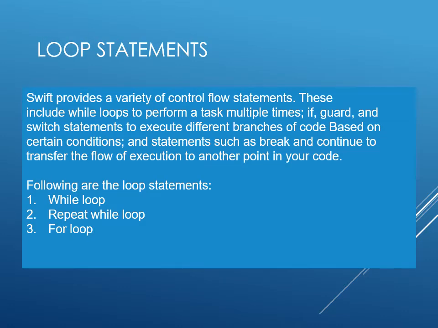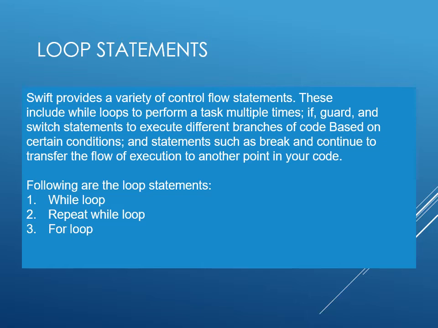So what are loop statements? Swift provides a variety of control flow statements. These include while loops to perform a task multiple times, and if, guard, and switch statements to execute different branches of code based on certain conditions. As we have seen, we wrote different types of conditions, and according to those conditions, these if and switch statements were executed. And statements such as break and continue transfer the flow of execution to another point in your code. We have also seen that. So today we will start our loop statements.